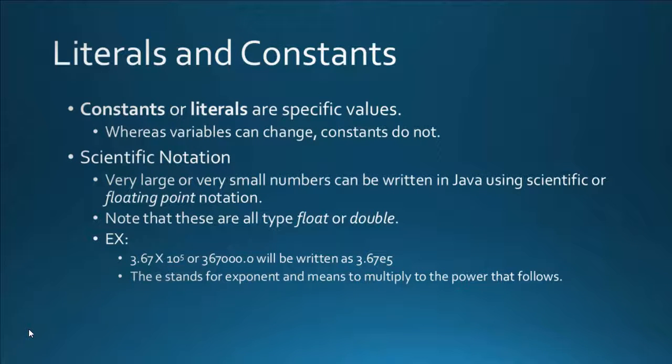We also have to deal with scientific notation. These are very large or very small numbers that can be written in Java using scientific or floating point notation. Note that the following numbers are all either float or double. So here I have 3.67 times 10 to the power of 5, or 367,000.0. If I want to write that out using scientific notation, it's going to say 3.67E5. The E stands for exponent and means to multiply by 10 to the power that follows. So it's just 10 to the power of 5.